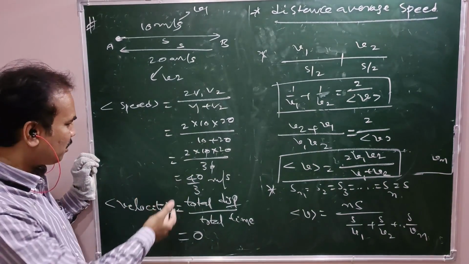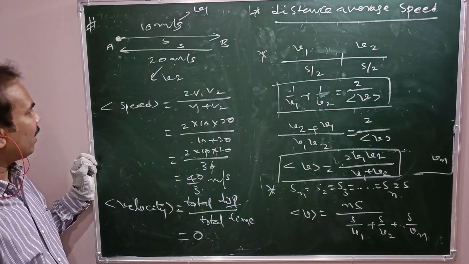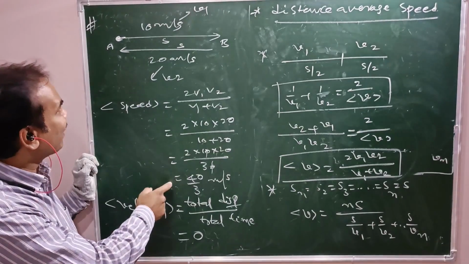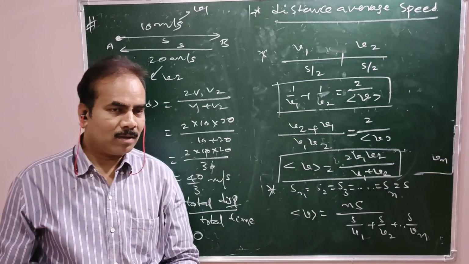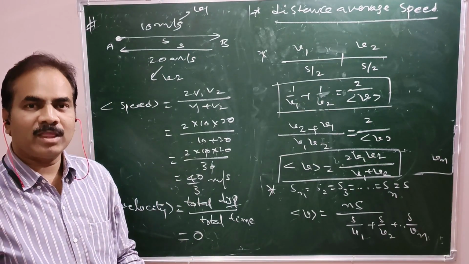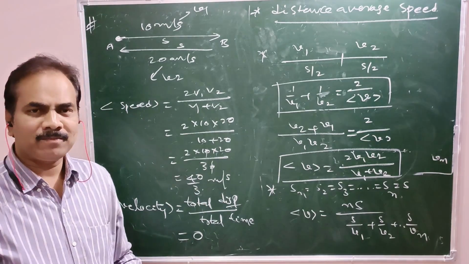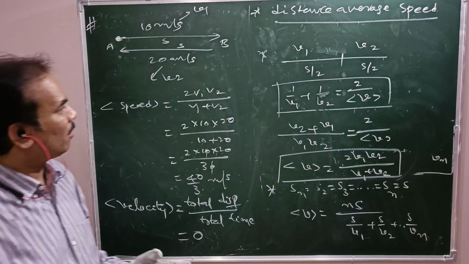This is a situation in which velocity can be 0, but speed cannot be 0, right? Something like that is the situation. So a body can have 0 velocity without having 0 speed. Am I right? A body can have 0 velocity without having 0 speed. Right? This is one best example.